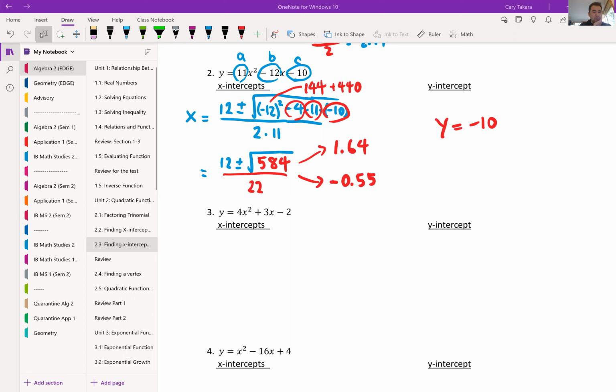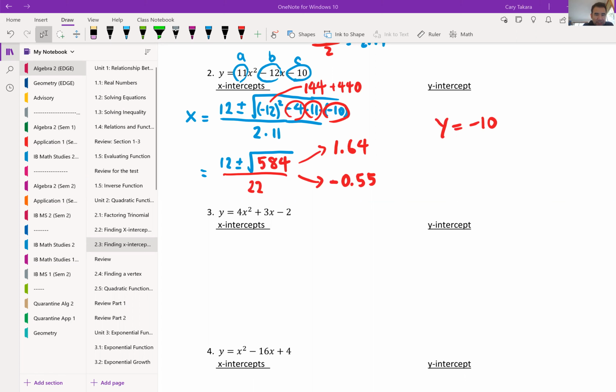Right now, everybody's working on number 3 using the quadratic formula. All right, it's almost 2 minutes. If you're still working, please continue to work on that. So I'm going to get started on this.